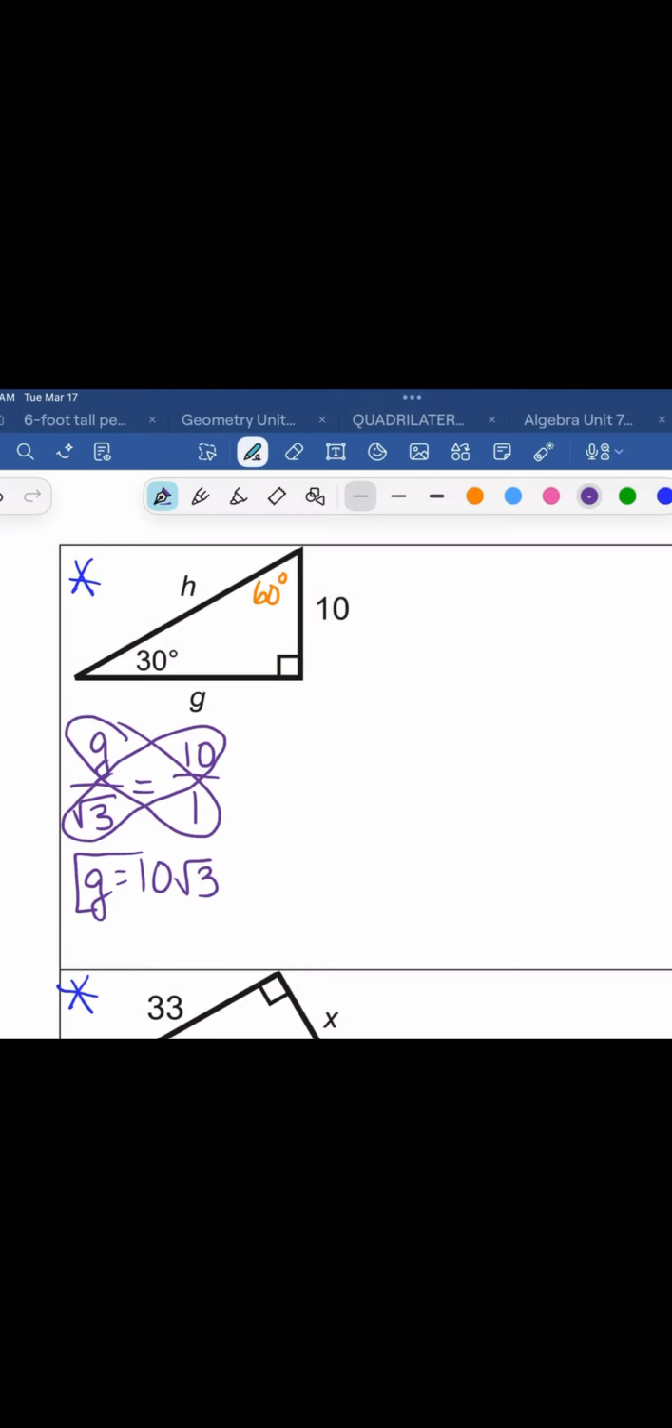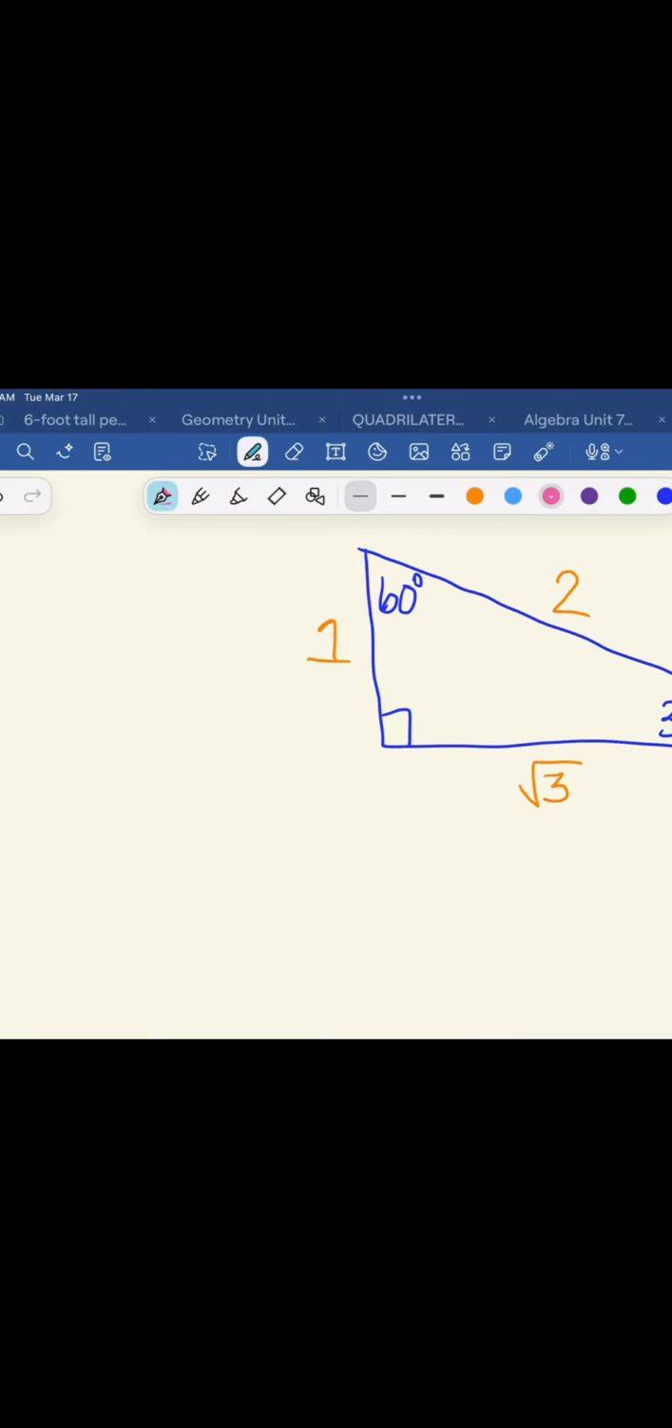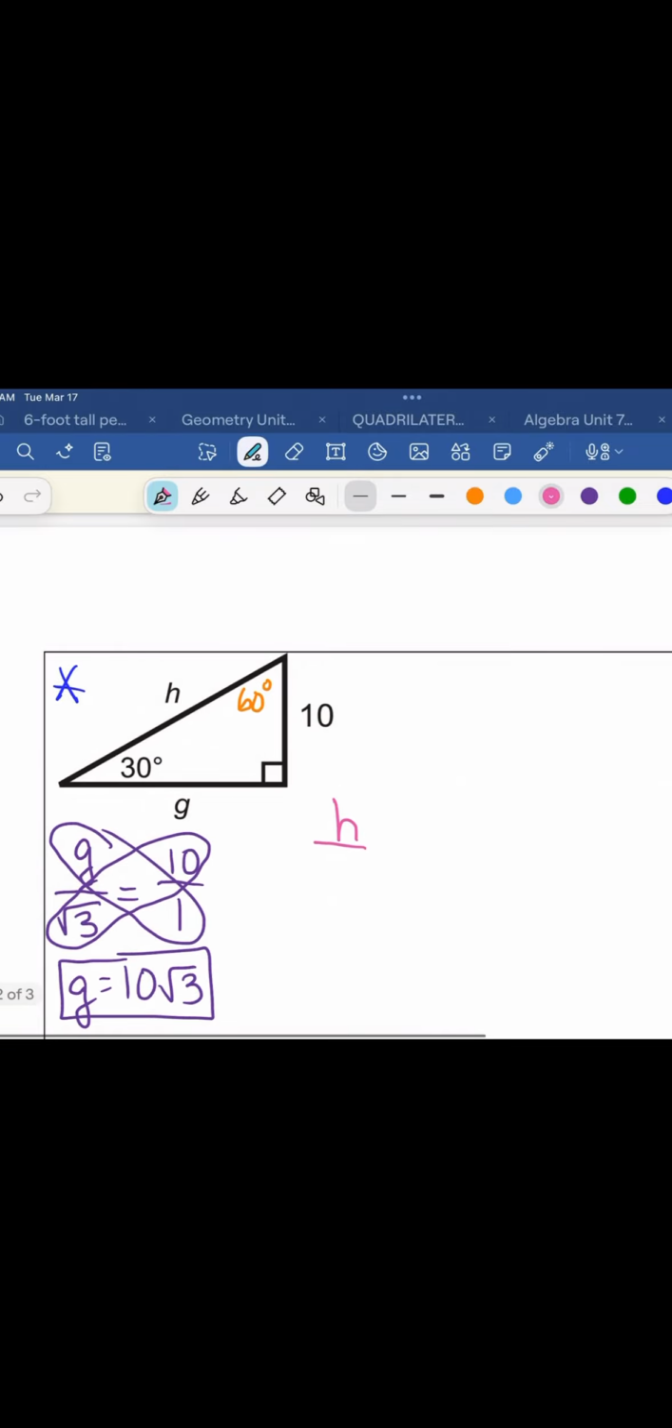Now we're going to do the same thing for H. H is your hypotenuse. So I'm going to go H over, and then I scroll back up. The hypotenuse on this triangle is a 2. So I'm going to go down here and say H over 2 equals, and then I look at my triangle, and you have a couple of options here. You could use your G, which is 10 square root of 3, or you could use your 10 over 1 again. I would probably pick the side that has a number on it already. So I would do 10 over 1.